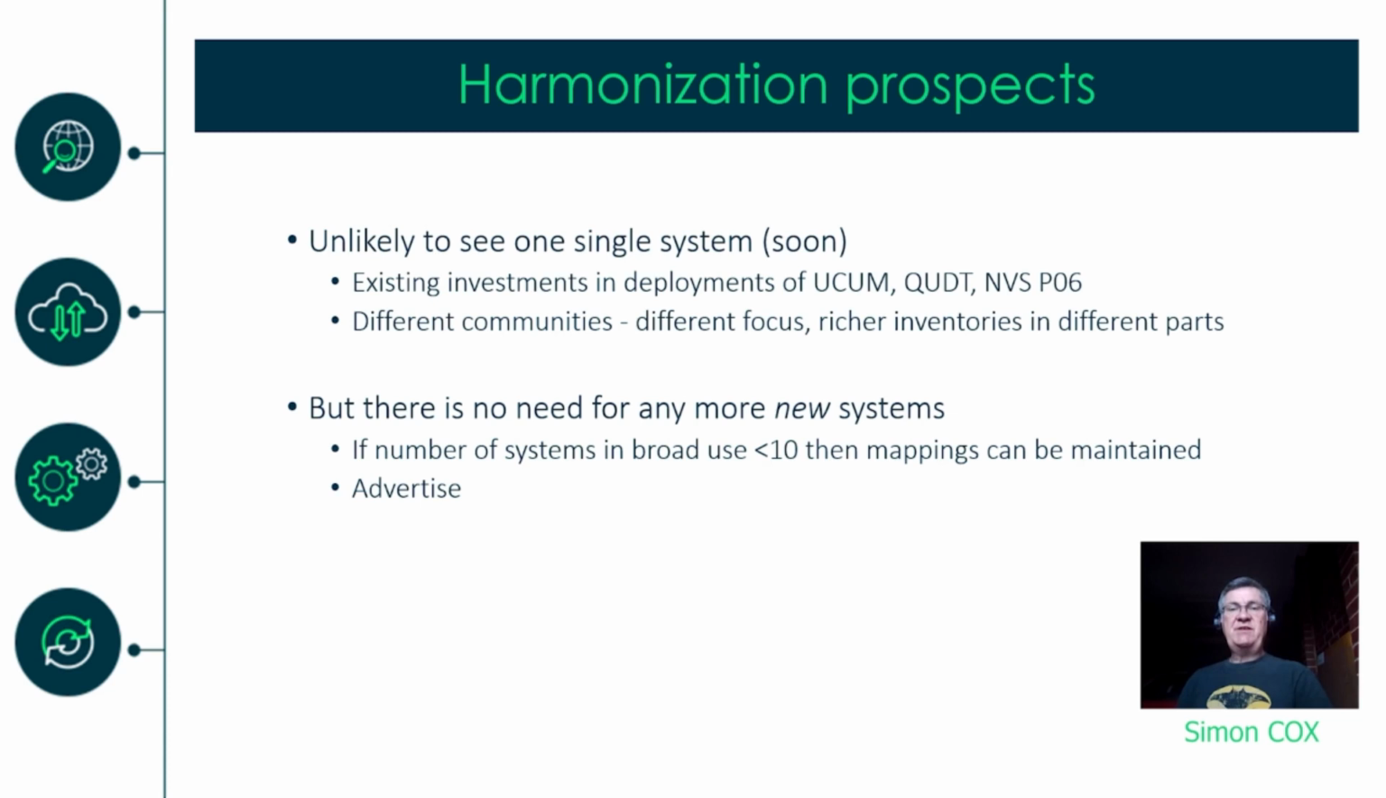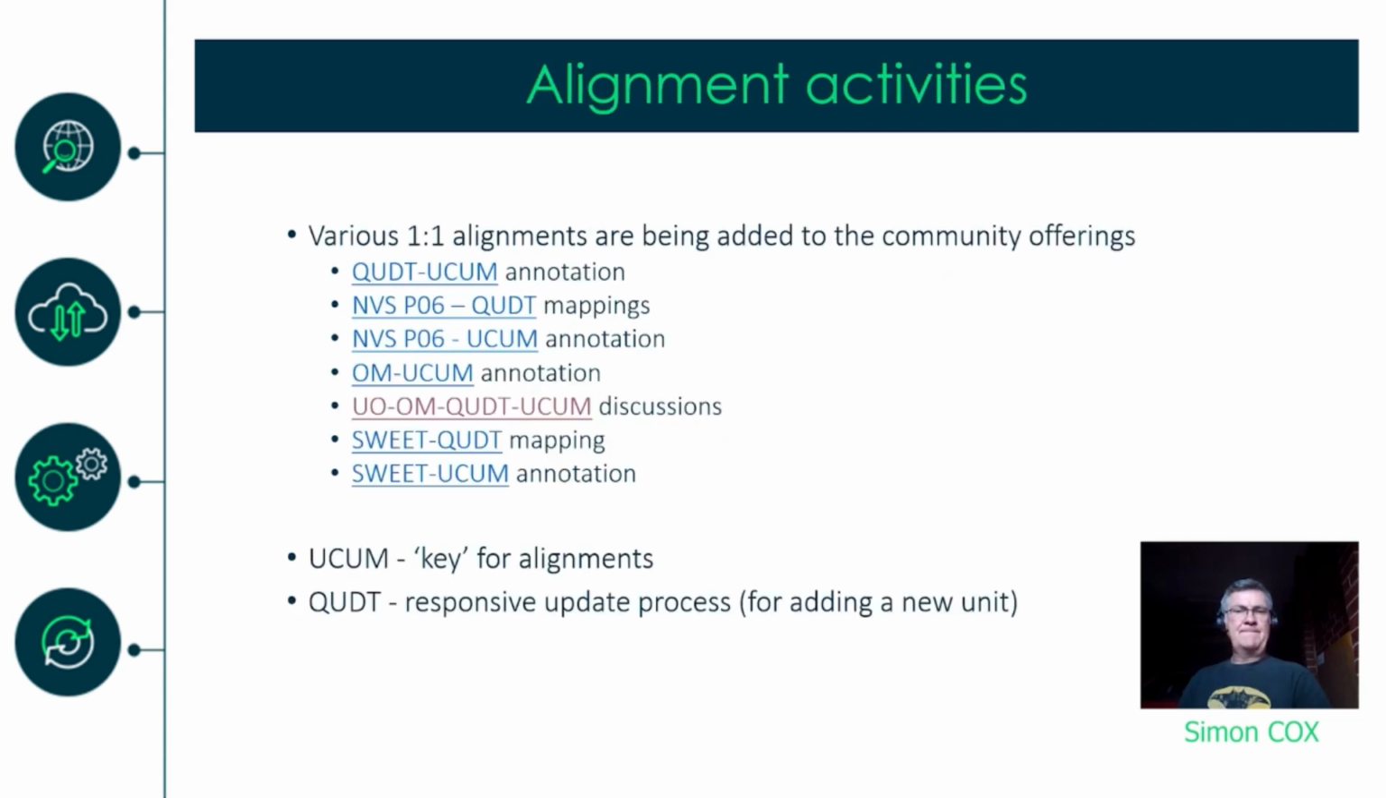However, there is definitely no need for any new systems, so we need to advertise the existence of these. And as long as we can keep the numbers down, fewer than 10 say, then one-to-one mappings between them can probably be maintained. And there has been some progress on alignment. There are now mappings from all of the systems to UCOM and from several of them to QUDT. I've been involved in building many of these mappings.